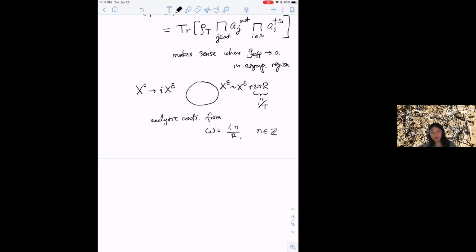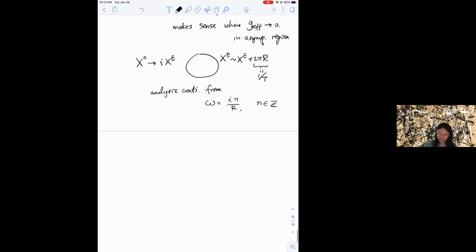So for instance, on the string theory side, you might try to do a computation with continued energy, which is i n over the radius r. And then if you have the answer, somehow you try to continue back to Lorentzian signature. That would be the only known prescription that I can think of.